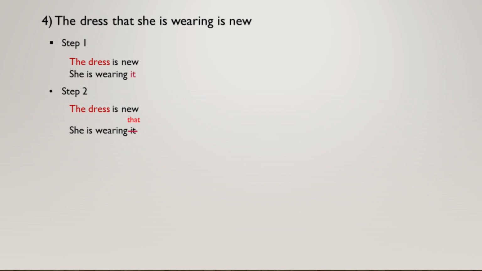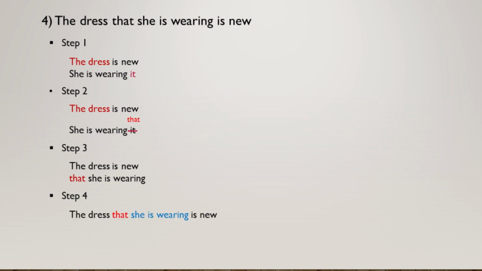If the adjective clause requires a connecting word, it needs to begin with it, so move it to the front. So we have to move that to the front: that she is wearing. Now the second simple sentence is an adjective clause, and we place it immediately after the noun you are describing. The dress that she is wearing is new. That she is wearing is an adjective clause that describes the dress.